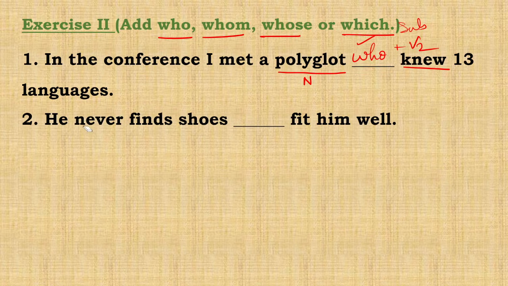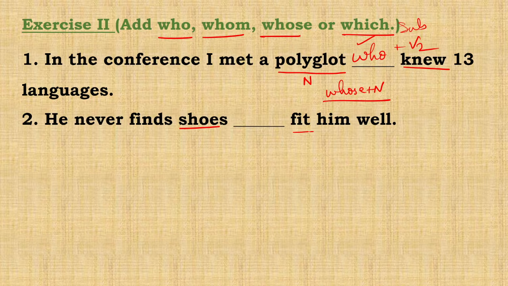Next one, he never finds shoes dash fit him well. Here we are speaking about the shoes. Now for shoes, we cannot use both who and whom, they are only related to persons, right? So eliminate those two. Whose or which fit him well, or whose fit him well. Remember, if at all you use the word whose, whose is immediately followed by another noun form. Do you find any noun form here? We don't have it. So what must be your answer here? Only which. I don't want the shoes which are not good. You can say, I don't want the shoes which are very costly, right?